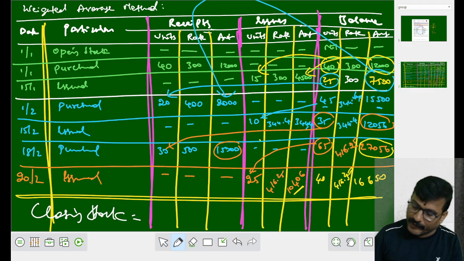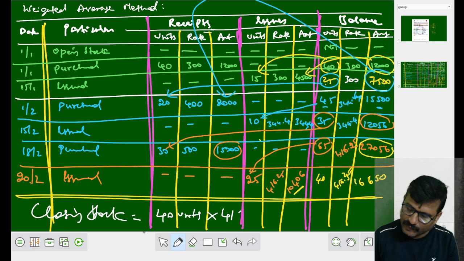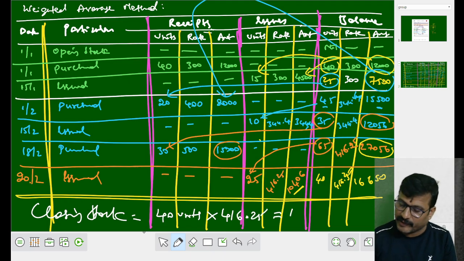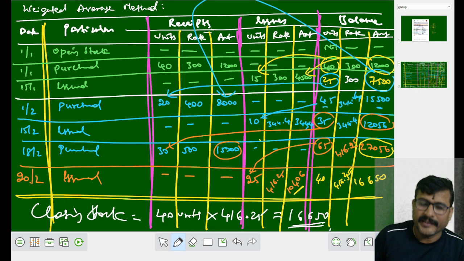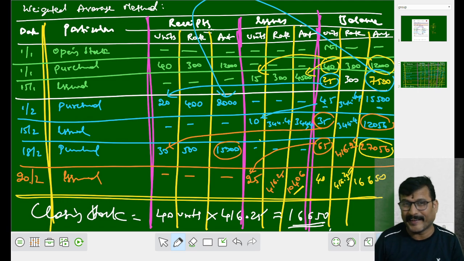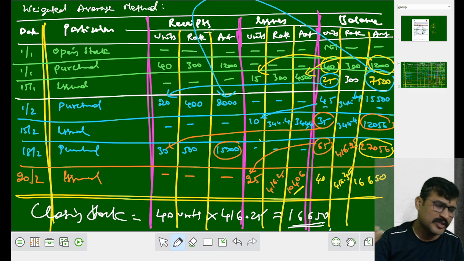Now we have to write closing stock. How many units? 40 units into 416.25, 16,650. Did you understand how to work out the weighted average method? These are the problems only for 5 marks, my dear student.